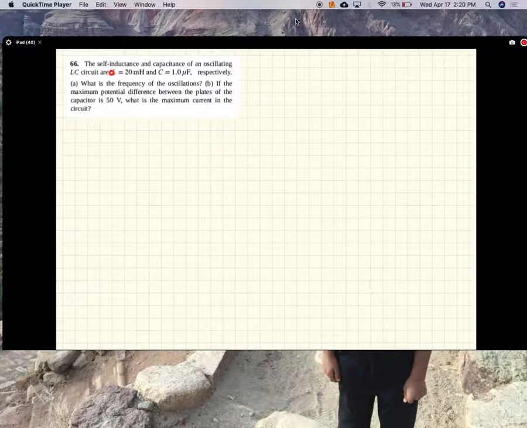Okay, the self-inductance and capacitance of an oscillating circuit are given, respectively. What is the frequency of oscillation? If the maximum potential difference between the plates of the capacitance is 50 volts, what is the maximum current in the circuit? So here's a capacitor, here's an inductor, and this is an oscillating circuit.